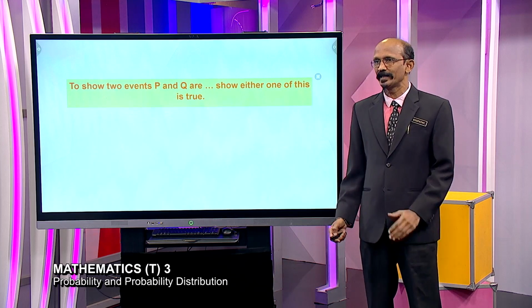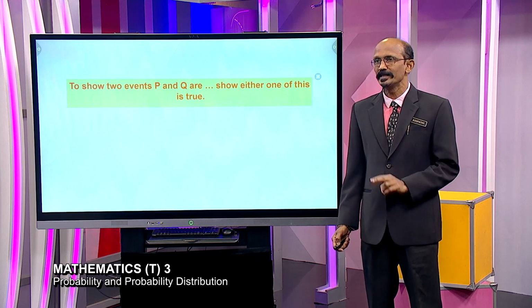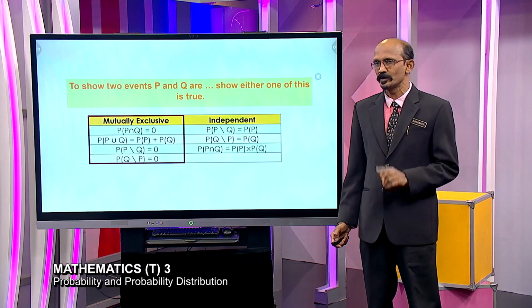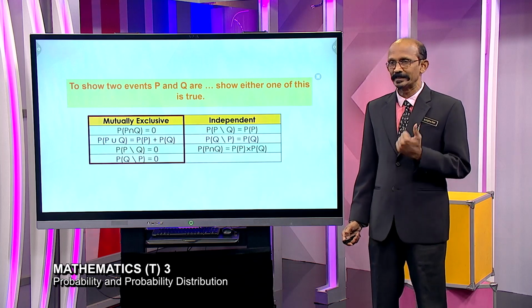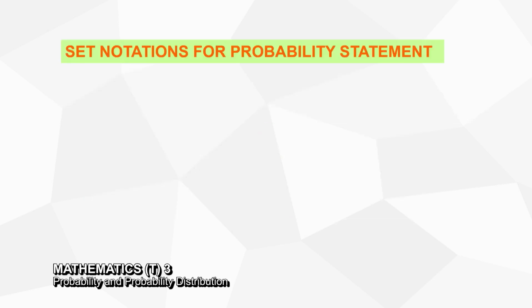Before that, let us see how to prove two events are mutually exclusive or independent. First one is mutually exclusive. To prove two events are mutually exclusive, you can use either one of the four ways, which students can see clearly on the board. If you want to prove independent events, you can use either one of the three formulas. Either one is enough to prove. But once we come to the next part, set notation for probability statements, students show great weakness. Most of the students cannot do this one.